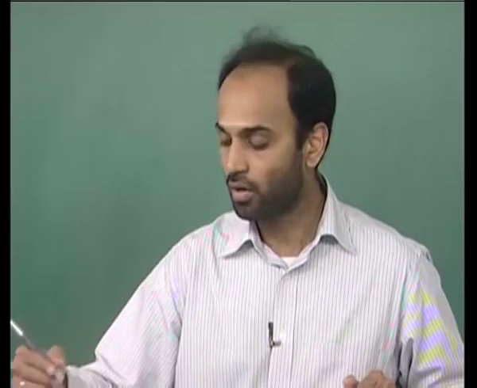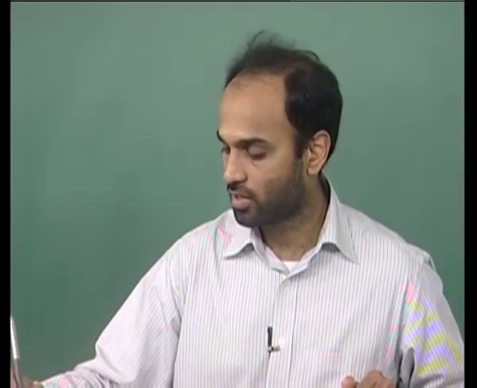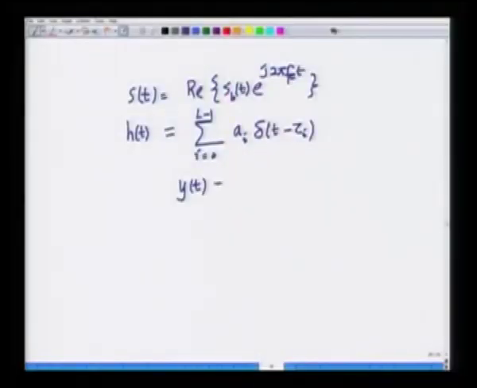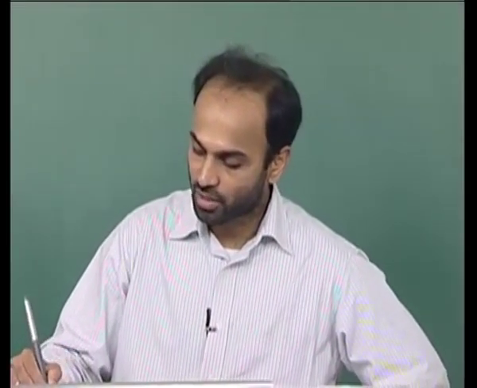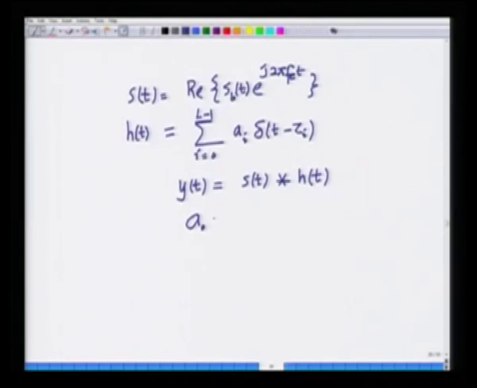As we had said before, the received signal at the base station y(t) is now simply a convolution of the transmitted signal s(t) with the wireless channel h(t). Now, let me do this component by component. Let us first do it for the line of sight component, which is characterized by attenuation a_0 and delay tau_0.